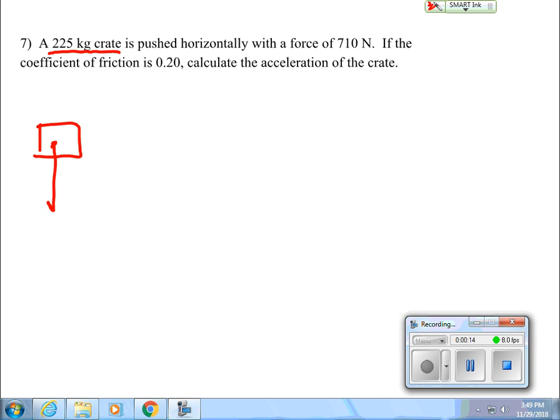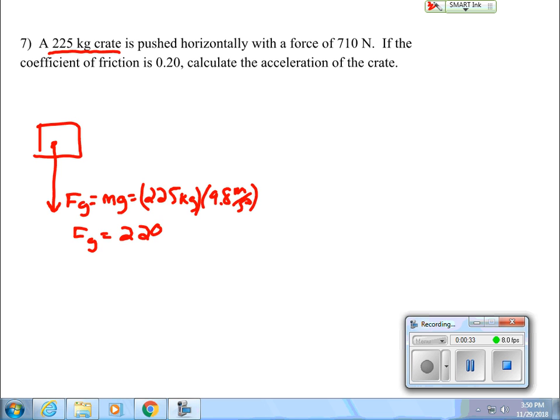I'm going to label my forces. My force of gravity is equal to mg, which is equal to 225 kilograms times 9.8 meters per second squared. Go right off the bat here. My force of gravity is equal to 2,205 newtons. Wowzers.